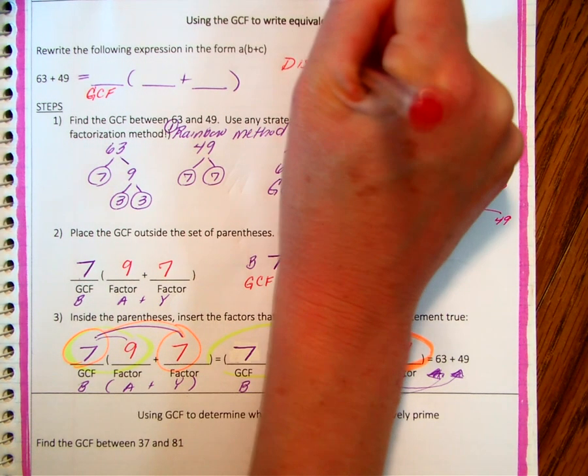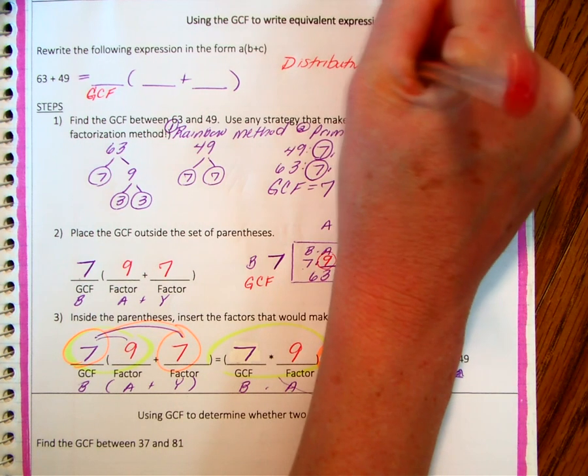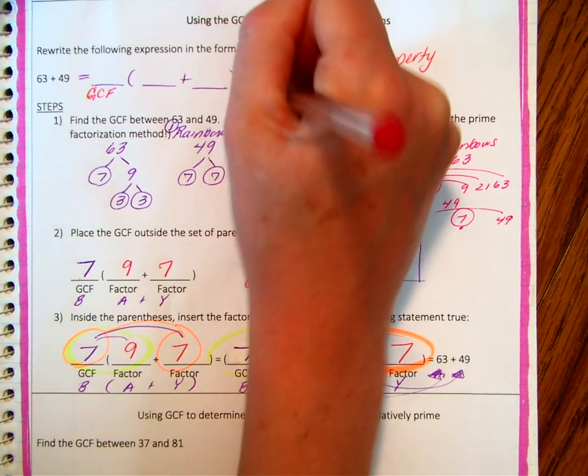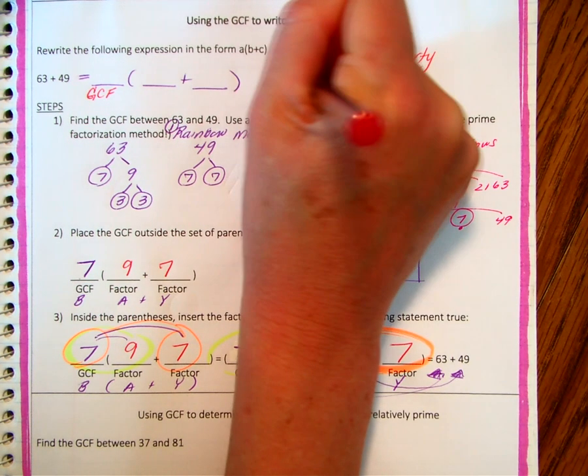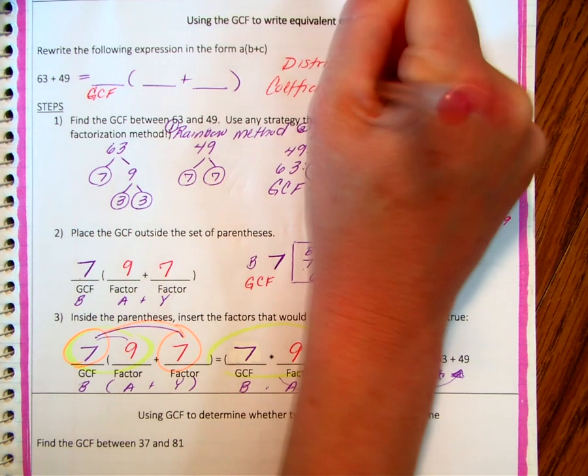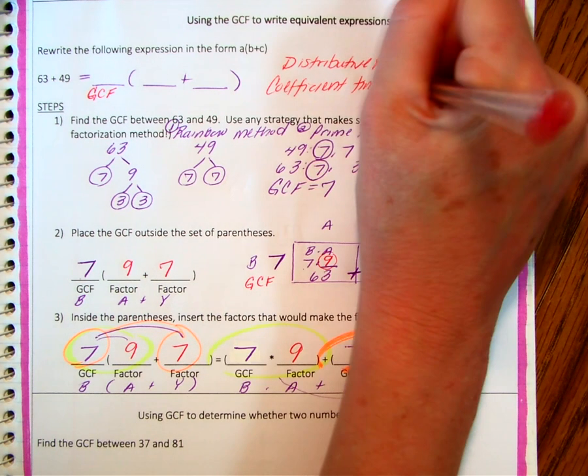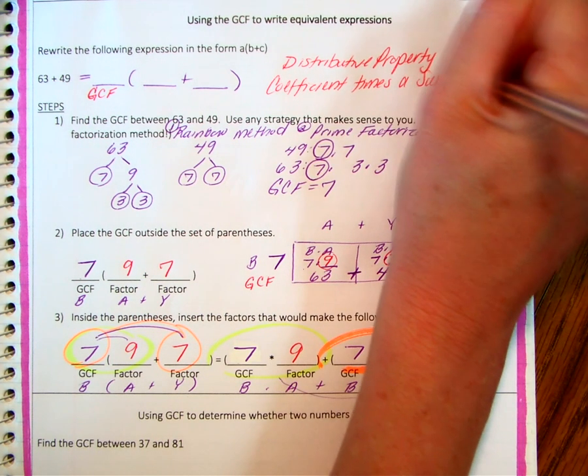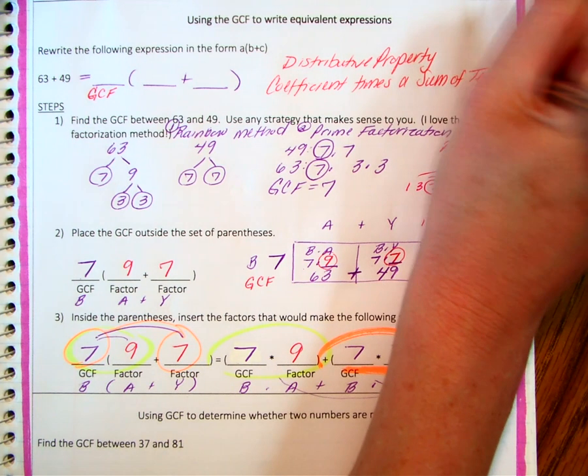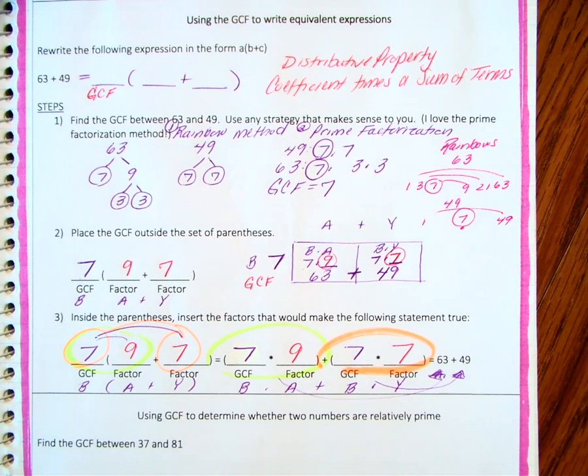So we're talking about the distributive property. We're talking about a coefficient times a sum of terms. That is all straight up from the algebra unit. Okay, lastly, we're going to look at the very bottom here for the notes.